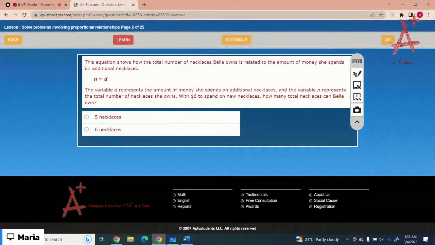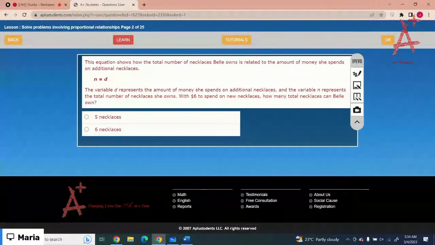Okay, the equation shows how the total number of necklaces Belle owns is related to the amount of money she spends on additional necklaces. N equals D. The variable D represents the amount of money she spends on additional necklaces, and the variable N represents the total number of necklaces she owns. With $6 to spend on new necklaces, how many total necklaces can Belle own?